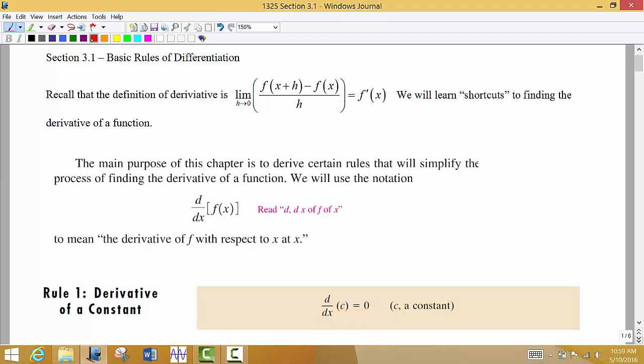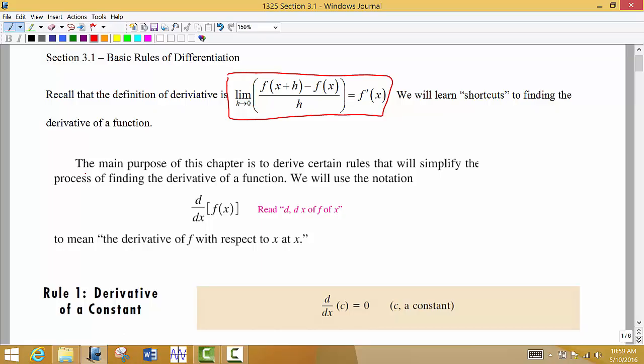In the previous section, we were looking at the definition of the derivative, and we said that it was the slope of the tangent line, so we needed to find a limit as h approached 0. And that definition is a little bit long, and sometimes the more complicated that our function gets, the more interesting that definition becomes to use. So what we're looking at here in chapter 3, the main purpose of this chapter is to come up with certain rules, what we would call shortcuts, to actually finding the derivative of a function.